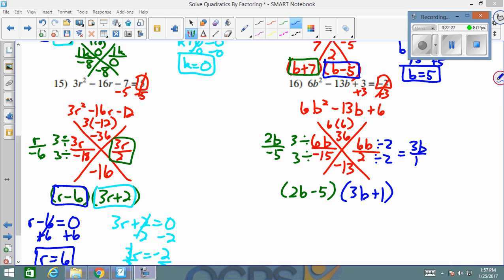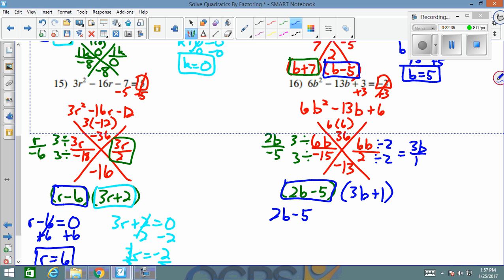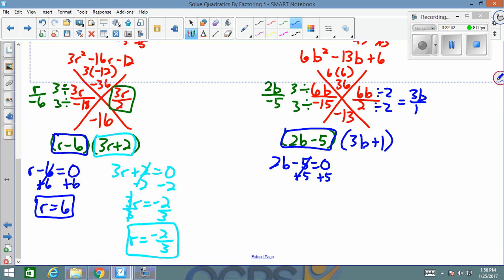Okay, then we take each set of parentheses that we have here. Okay, so that's equal to 0. So we're going to add 5, so I get 2b equals 5. 5 goes divided by 2. So b is equal to 5 over 2. Remember, leave things as fractions.